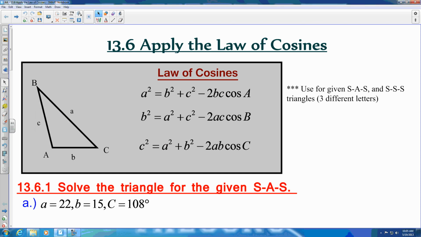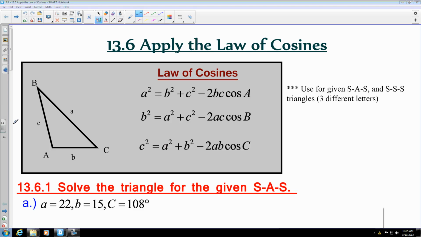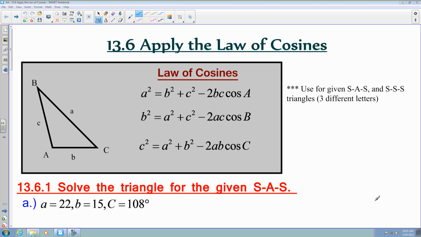Okay, we are in section 13.6, the last section in chapter 13, where we get to apply the law of cosines. The law of cosines allows us to solve triangles where we're given side, angle, side, or side, side, side triangles. The equations for the different unknowns are shown up in the gray.